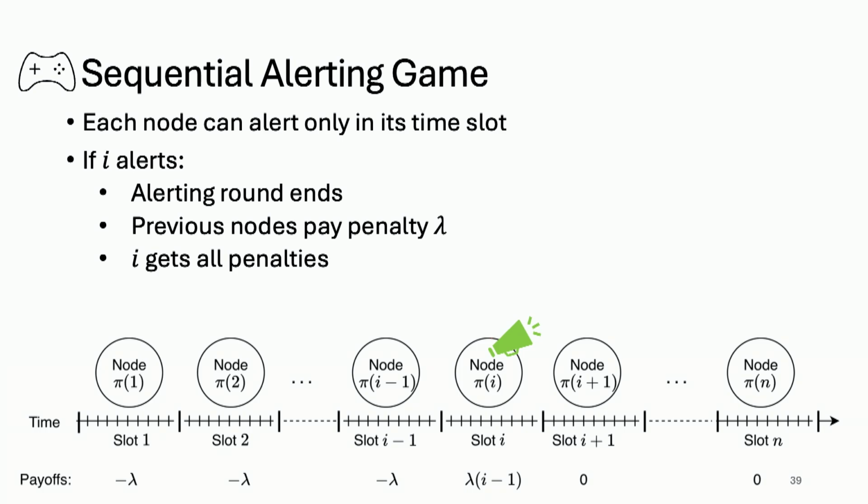Before the protocol begins, we sequence all the nodes. So each node gets an index. And each node is allowed to alert only during its time slot based on the sequence. Now, if node I alerts, then the alerting round ends, meaning that all nodes with a higher index cannot alert. And previous nodes that chose not to alert pay the penalty lambda. And node I gets all the slashed penalties. So it gets lambda times I minus 1 as a reward.